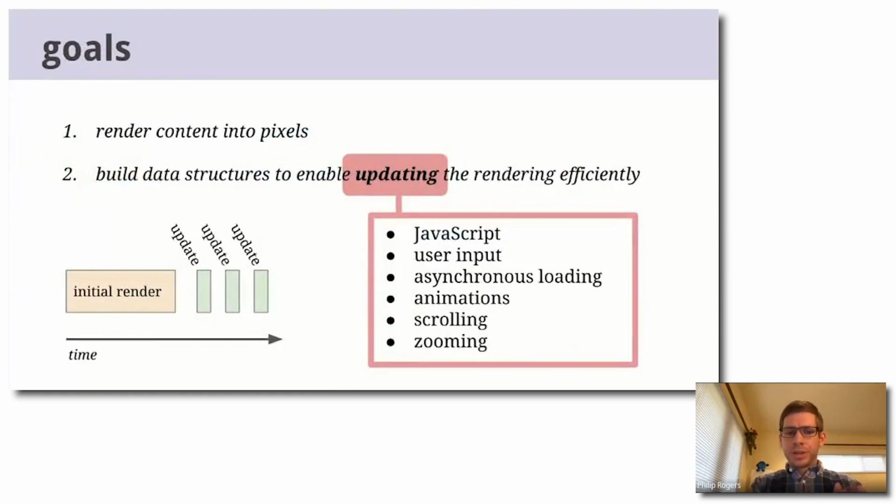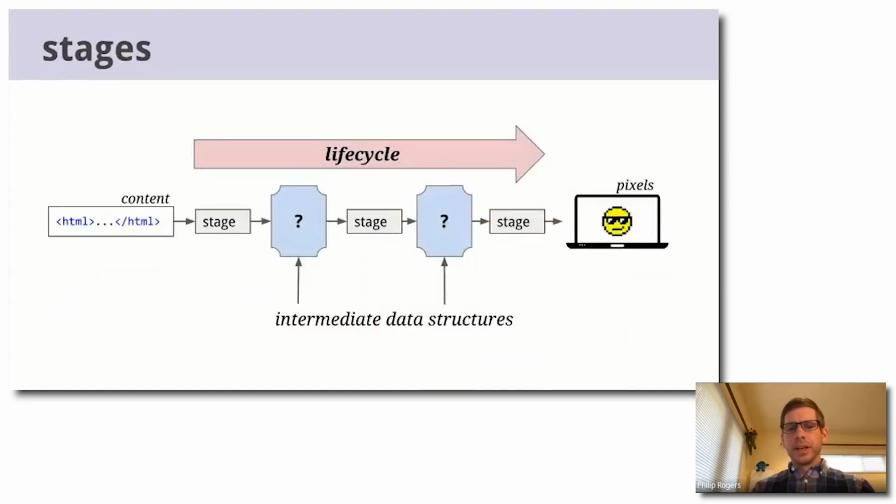All right, so the goal here is we're going to talk about how to render content into pixels. And we're going to talk about the stages that let you do that. But something to keep in mind is that we don't want to just show the web page one time. We need it to be interactive. And so the second half of this talk is going to be talking about how to design the pipeline such that it can be updated efficiently. So the steps of rendering are what we call a lifecycle. And you have different stages of this lifecycle. And each stage has, in the ideal case, clear inputs and clear outputs, as well as maybe a cache of the intermediate data structures.